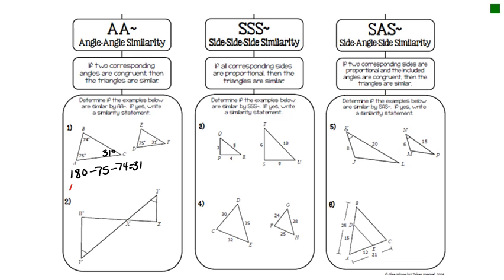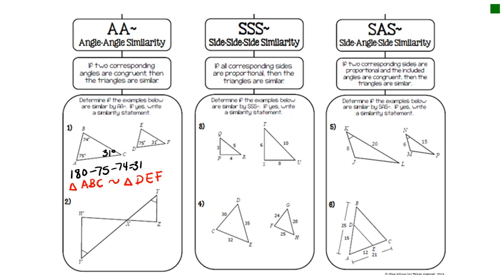We're going to put this in, making sure we put in the right order. A and D are the same angle, B and E are the same angle, and C and F are the same angle. So triangle ABC is similar to triangle DEF.